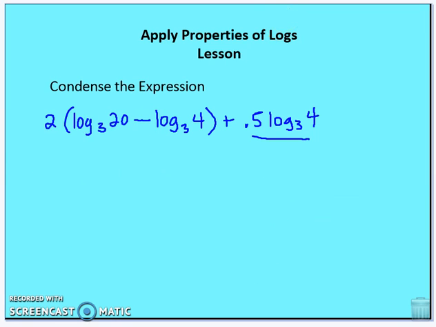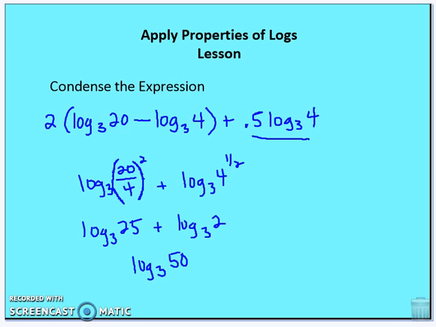All right, so I want you to condense this expression. I'm going to pause here and then come back. So you get log base 3 of 20 over 4 squared plus log base 3 of 4 to the 1/2. Log base 3 of 5 squared is 25 plus log base 3 of 2. And now I'm going to use the product property, condensing the expression to log base 3 of 50, which is your final answer.